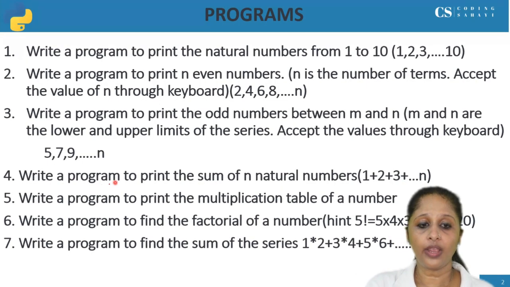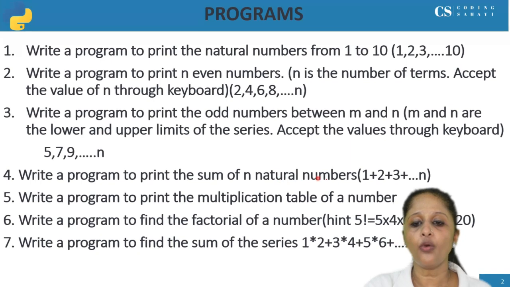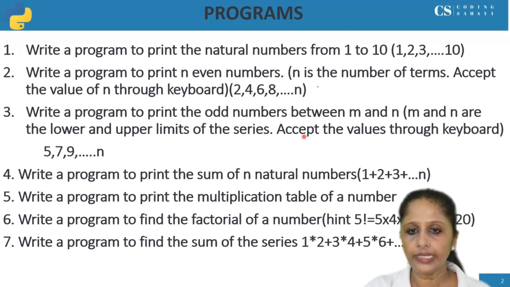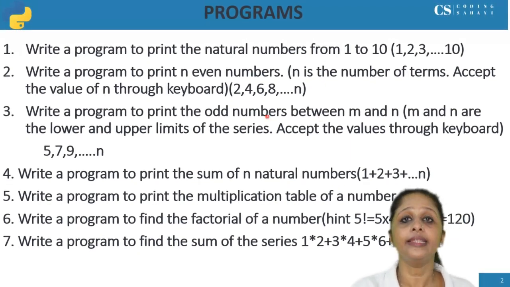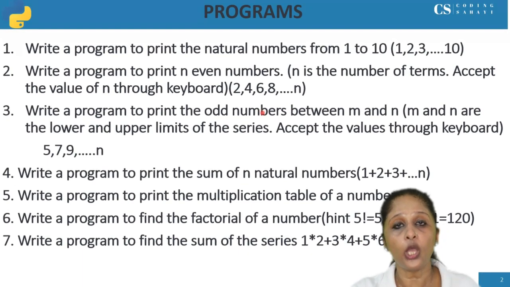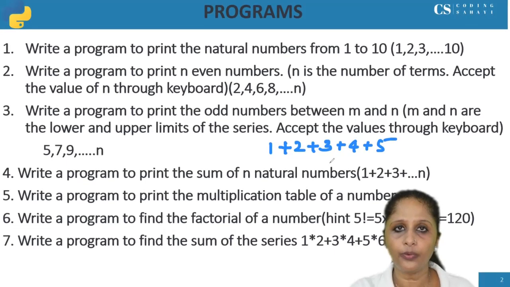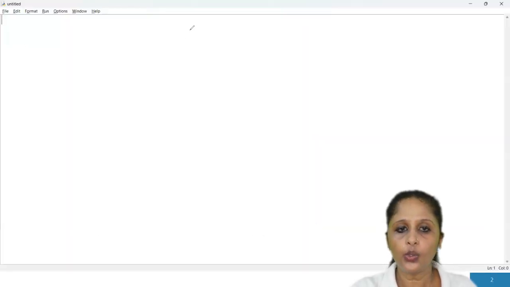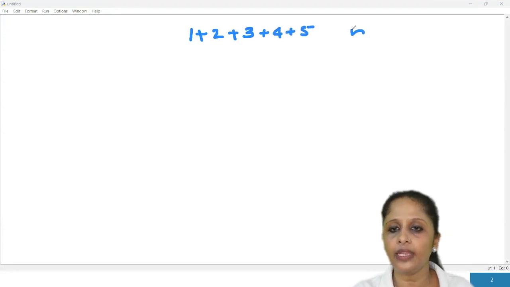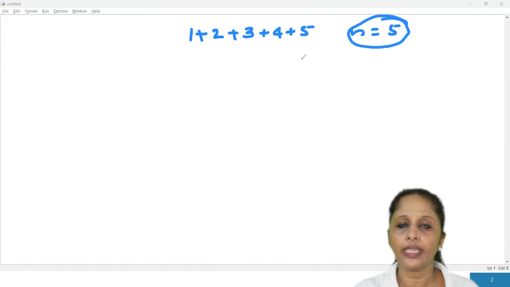Our next program is: write a program to print the sum of n natural numbers. Till now we have done the series, right? Now the total of the series. Let's see the logic first and after that let's do the program. Here, we have to find out 1 plus 2 plus 3 plus 4 plus 5. Suppose n equal to 5. The int value I am giving as 5.